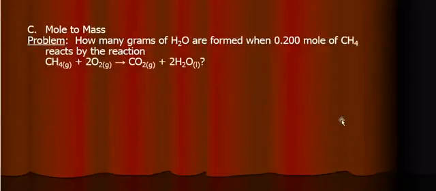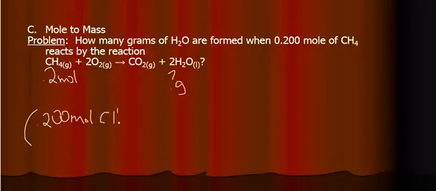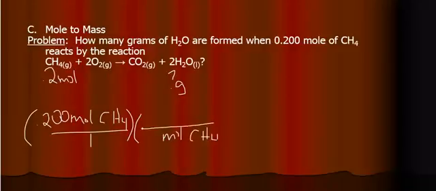We can do mole to mass. If I have 0.2 moles of CH4, and I want to determine how many grams of water, I'm going to start with the 0.2. Since I'm in moles, I can go ahead and do my mole-to-mole ratio. I'm going to go from moles of CH4 and convert to moles of water. So go back to your balanced chemical equation, and this is where I switch substances from CH4 to water. It's 2 to 1.